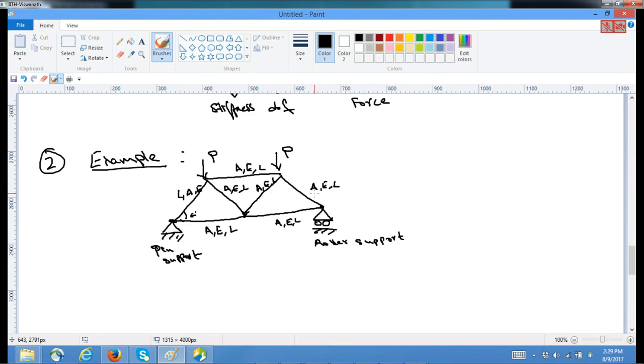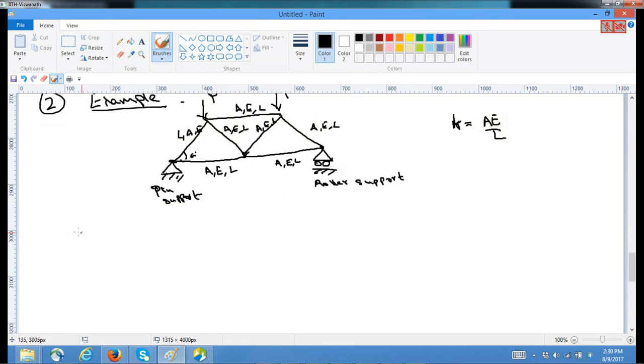And we are solving this problem. We want to find the deflection of each point and find the reaction forces due to application of the following forces. The stiffness of each of the members is the same. Since all have the same length, the small k can be defined as AE by L. So let's solve this problem.